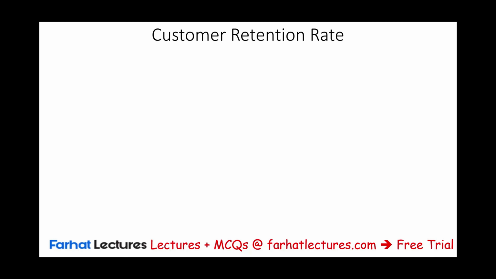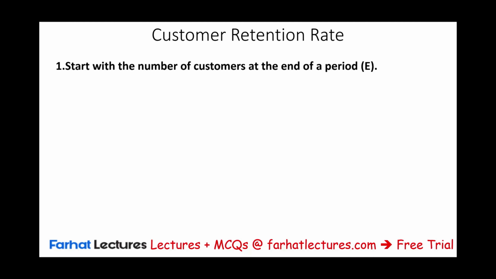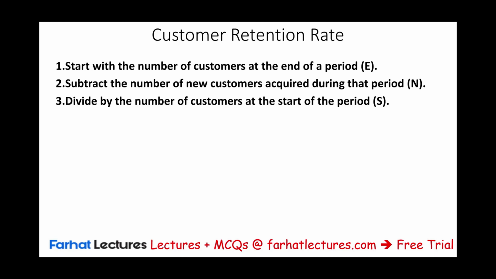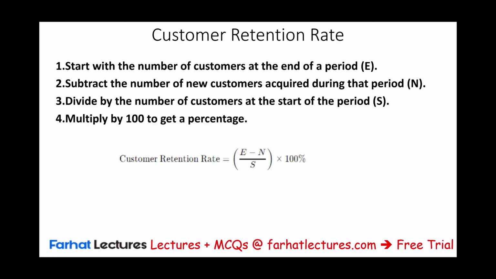Let's go ahead and compute customer retention rate. We're going to start with the number of customers at the end of the period. How many customers we had at the end of the period. Then we're going to deduct the number of customers acquired. Take out what we acquired this period. Then divide by the number of customers at the start of the period. Let's take a look at the formula. Then multiply by 100 to get a percentage. So E is the number of customers at the end. Subtract the new N. And divide by S, the number of customers at the start of the period.